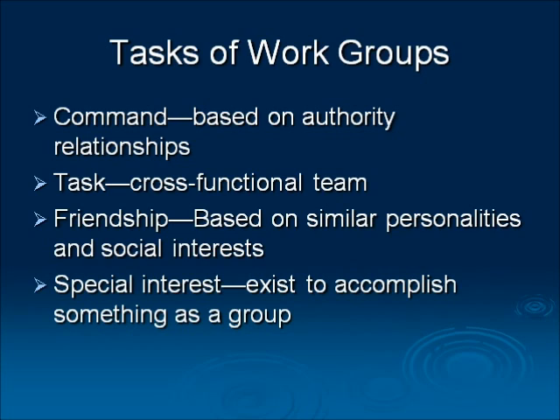A command group refers to grouping employees according to authority relationships on the formal organizational chart. Task groups or cross-functional teams are groups of employees who come together to accomplish a particular task. Often, employees can come from different departments. Friendship groups are informal groupings of employees based on similar personalities and social interests.